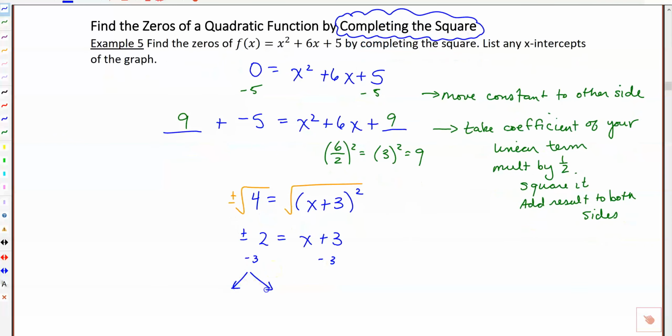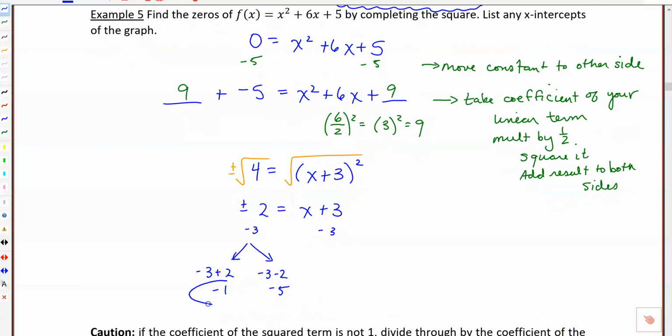And then again over here on this side, I'll have negative 3 plus 2, which is negative 1, or negative 3 minus 2, which is negative 5. So these two values, negative 1 and negative 5, are my zeros. And then just as a side comment, because these zeros are nice integers, this original problem could have actually been solved by factoring as well. So the x-intercepts for this function are negative 1 and negative 5, or as ordered pairs, (-1, 0) and (-5, 0).